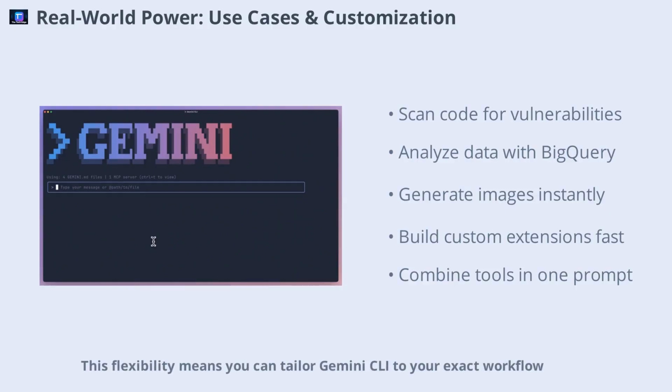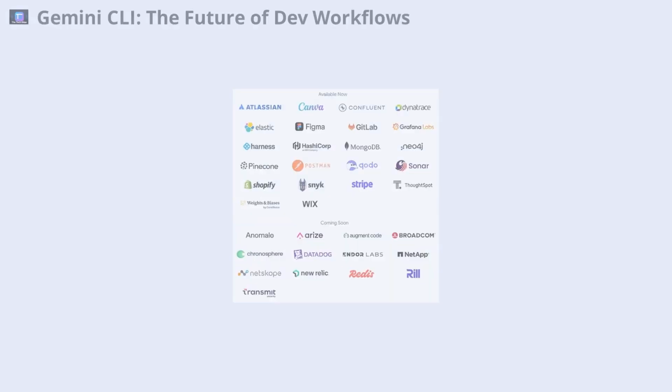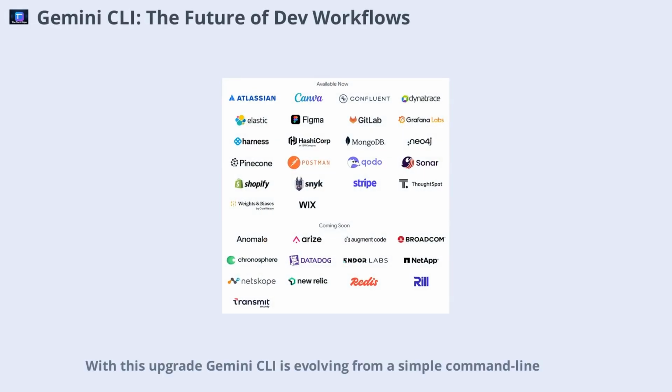This flexibility means you can tailor Gemini CLI to your exact workflow, combining security, analytics, and creative tools in one streamlined environment. It's a leap forward in developer productivity and customization. With this upgrade, Gemini CLI is evolving from a simple command line agent into a true hub for development workflows. Extensions reduce friction by keeping everything in one place, no more jumping between dashboards or searching for scattered documentation.